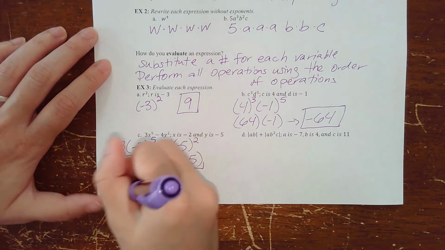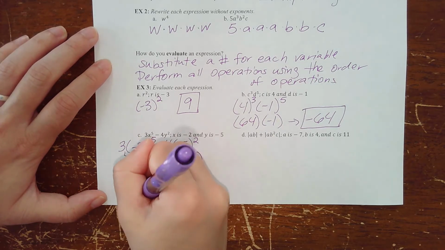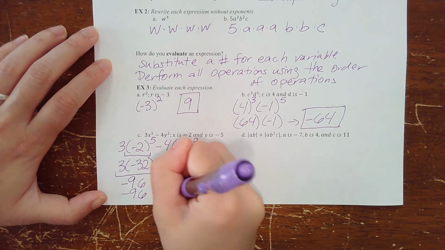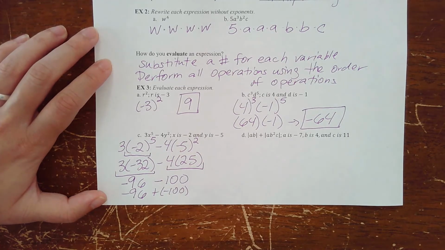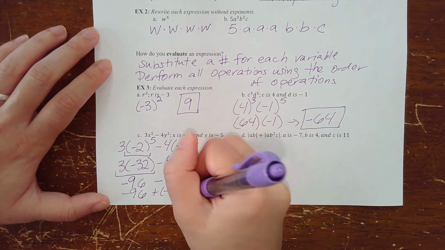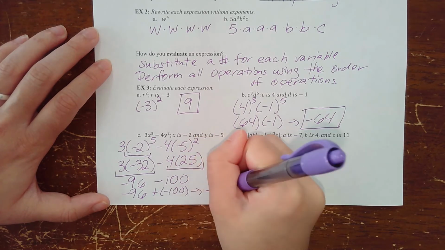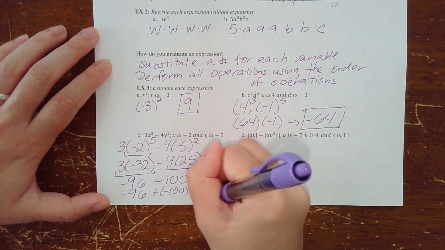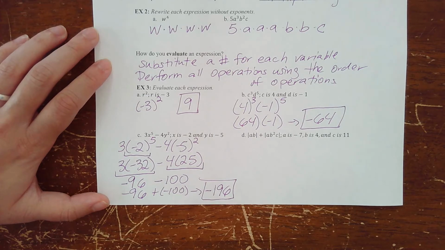If it helps your brain a little, that's the same thing as negative 96 plus negative 100, if that helps a little bit with doing the math. Negative 96 plus negative 100 would give us negative 196. And we're done. We don't have anything else we can do to that problem. So that's the answer.